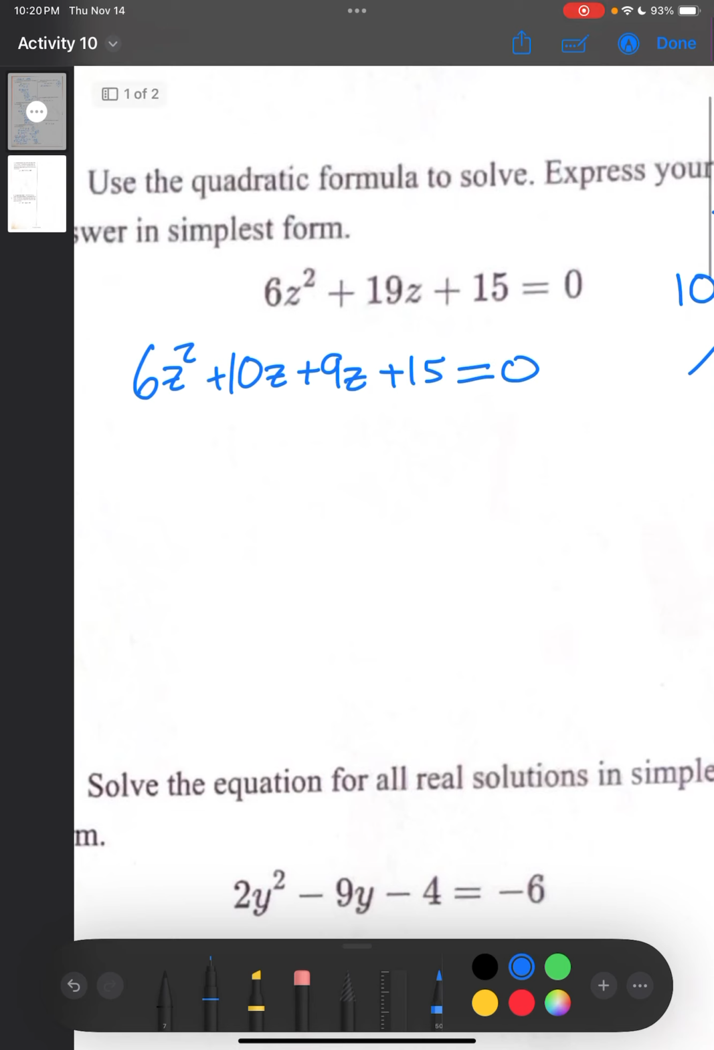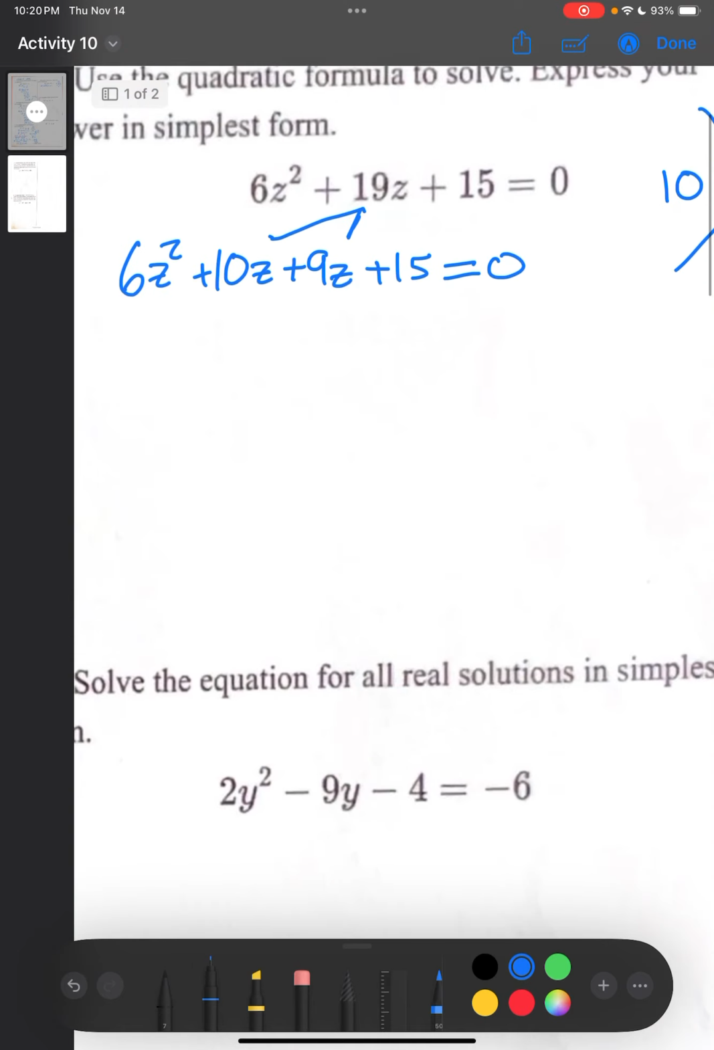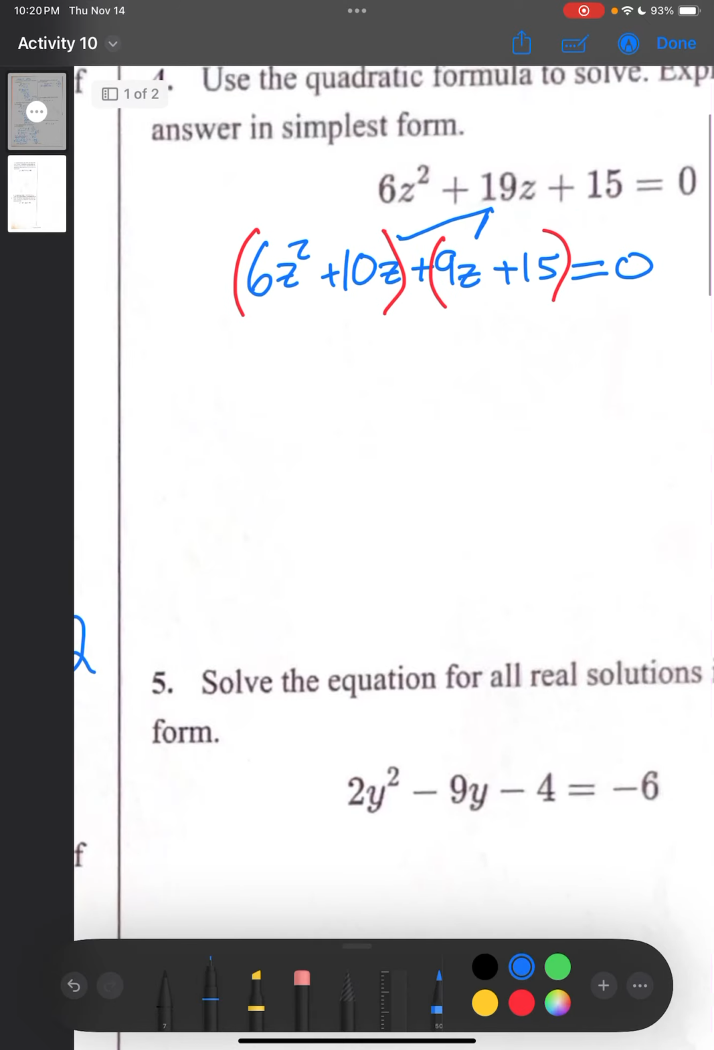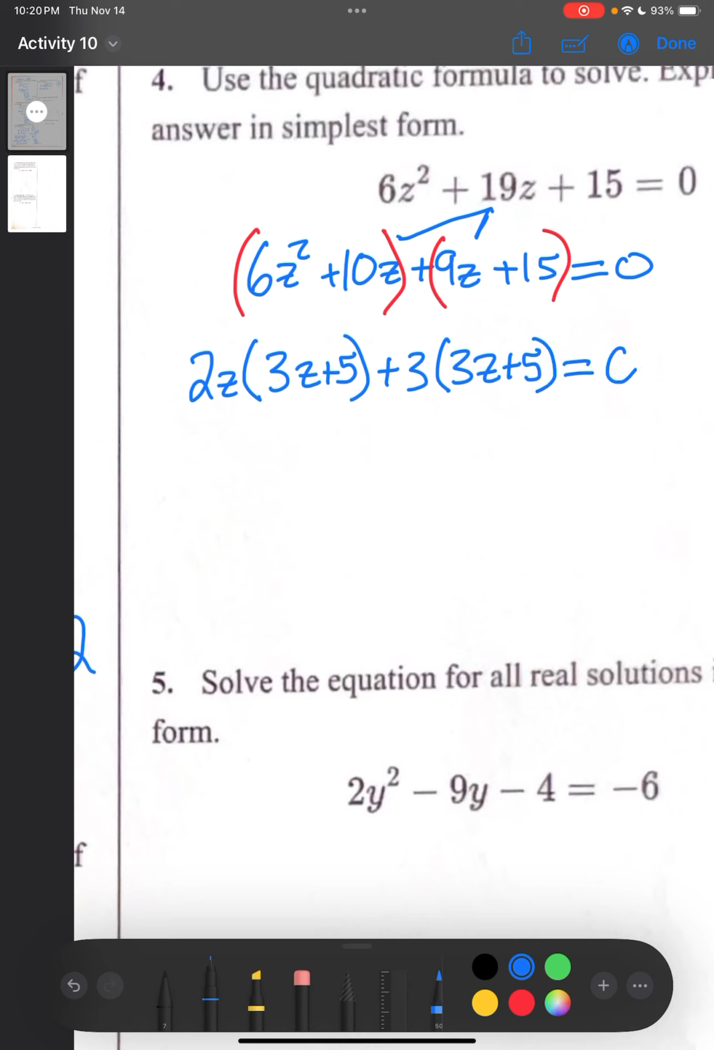So you're going to see that these split off into these two. Then we do our grouping, which I'm going to show in a different color. We find out what they have in common. So you can divide this 6z squared plus 10z. We can take 2z out of both of these, and that is where you get 3z plus 5, plus 3, and 3z plus 5 equals 0. And that is where you can see we took out what they have in common here.